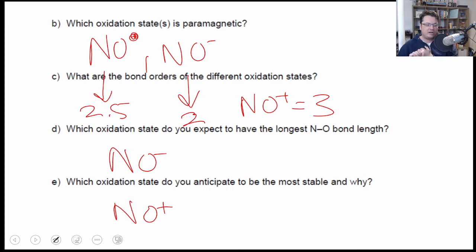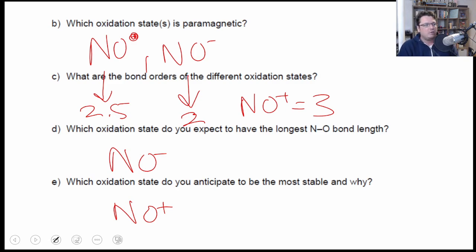You have the highest bond order, so the shortest bond length between them. Those factors contribute to the fact as to why NO plus is stable.